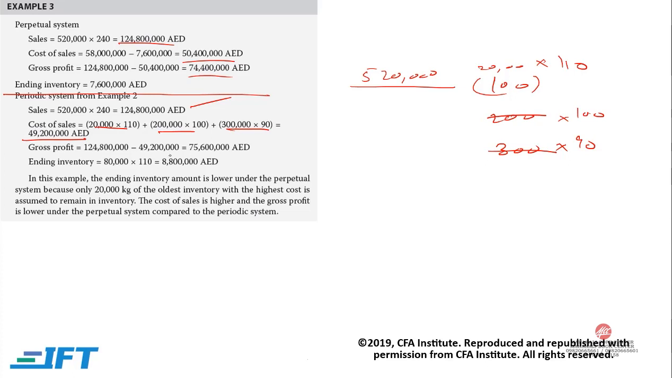Our gross profit would be 124.8 minus 49.2 million, and our ending inventory would be, out of this 100,000, 80,000 is left, multiplied by 110, this would be 8.8 million. So if you look closely, our numbers are changing. Our gross profit in perpetual is 74.4, but in periodic it is 75.6 million. Even ending inventory has changed. In perpetual it is 7.6 million, and in periodic it is 8.8 million dirham.